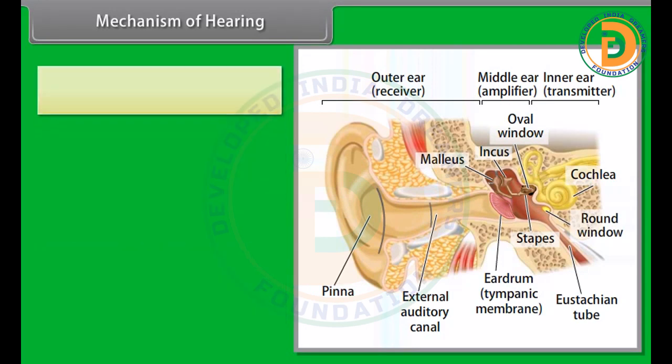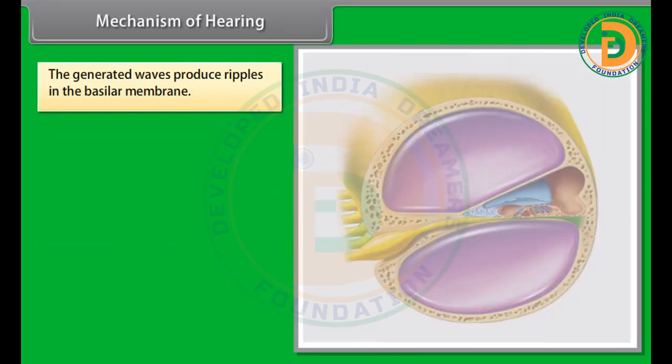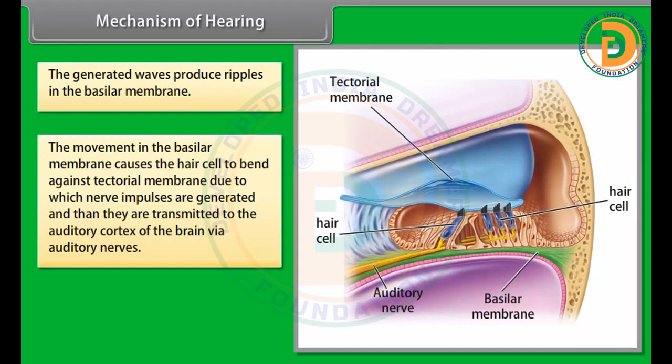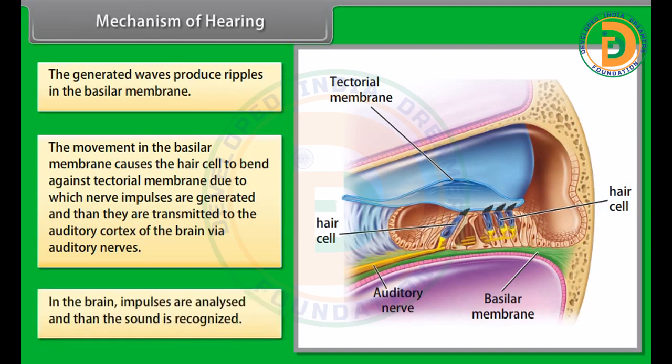The generated waves produce ripples in the basilar membrane. The movement in the basilar membrane causes the hair cells to bend against the tectorial membrane, due to which nerve impulses are generated, and then they are transmitted to the auditory cortex of the brain via auditory nerves. In the brain, impulses are analyzed and then the sound is recognized.